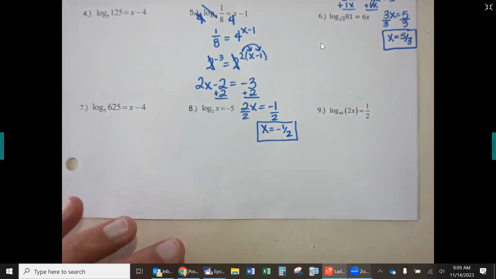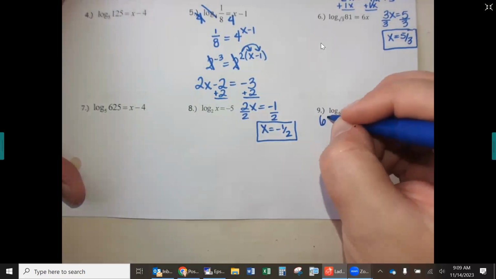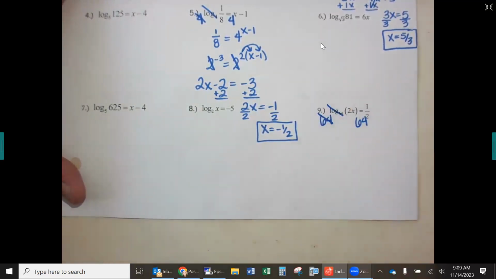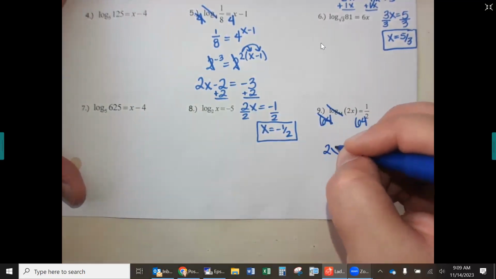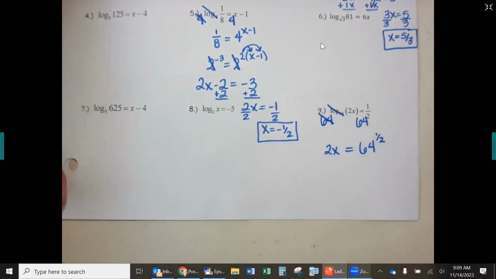Next one, let's do number 9, please. How do I get rid of a log little 64? What do we do on both sides? Big 64. So 64, little 64 crossed out. I have 2x equals 64 to the 1/2.